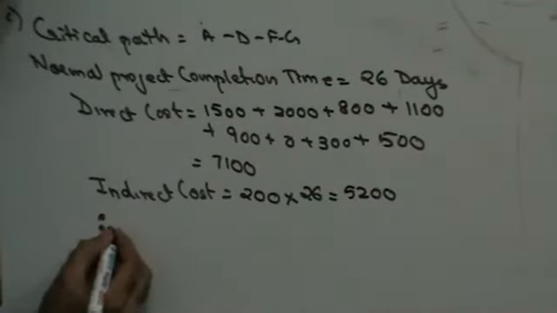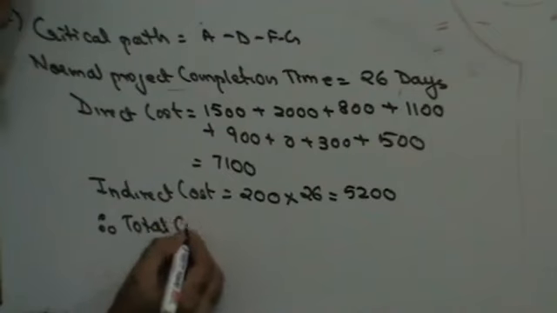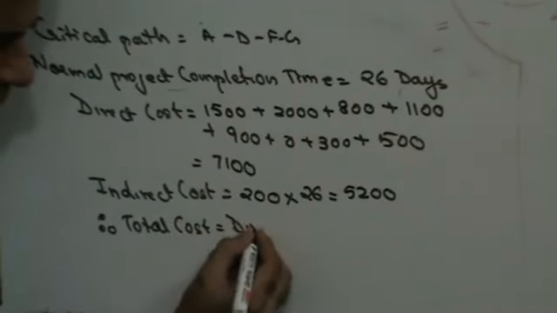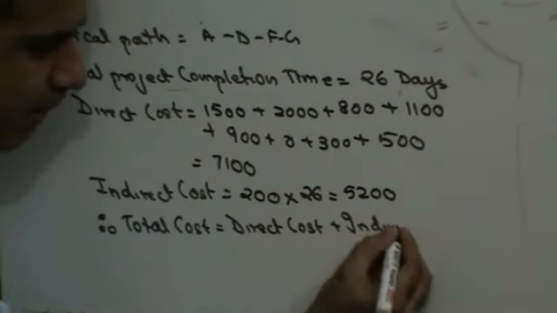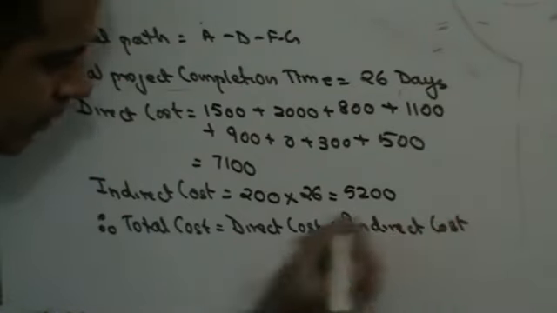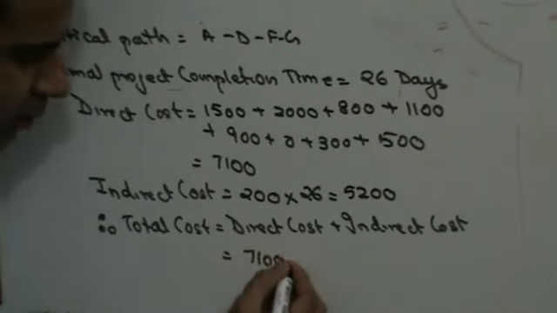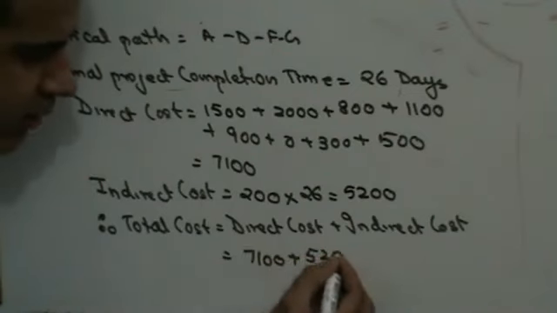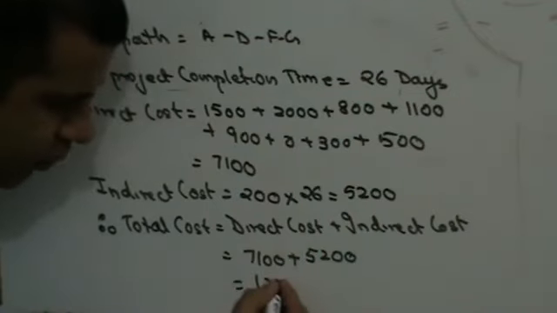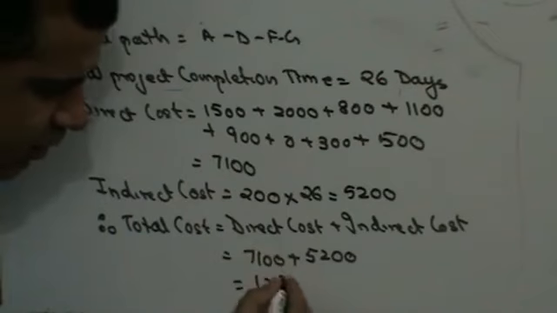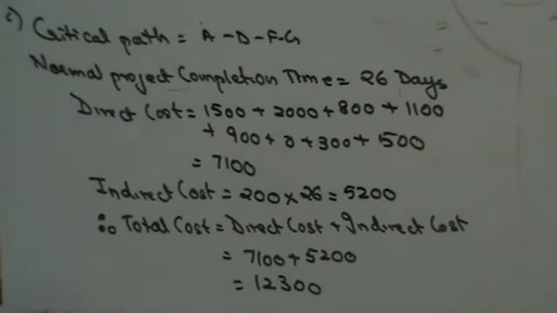Therefore my total cost is direct cost plus indirect cost. Direct cost is 7,100, indirect cost is 5,200, 12,300. So my total project cost is 12,300. Can I finish the project in less than 26 days and pay less money? That is what is crashing. Let's see how we do crashing.